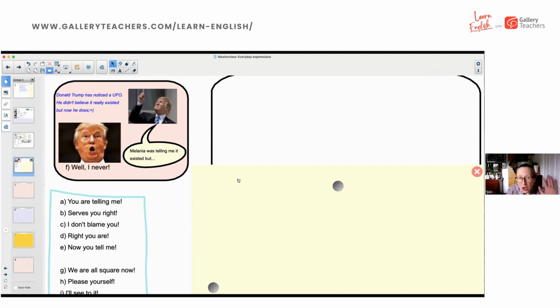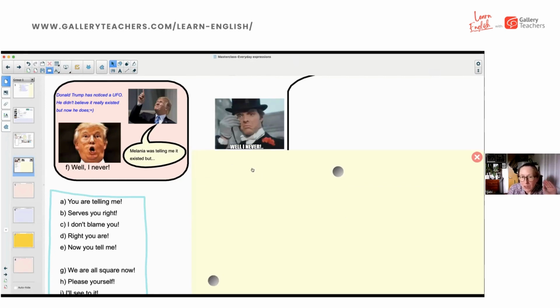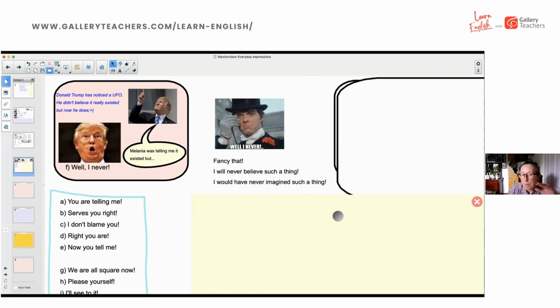Essentially, look at this face. What you are saying is, if you push, and if you want to keep the stiff upper lip and use understatement, you probably say, fancy that, I will never believe such a thing, or I would have never imagined such a thing. So you just say, well, I would have never imagined that.